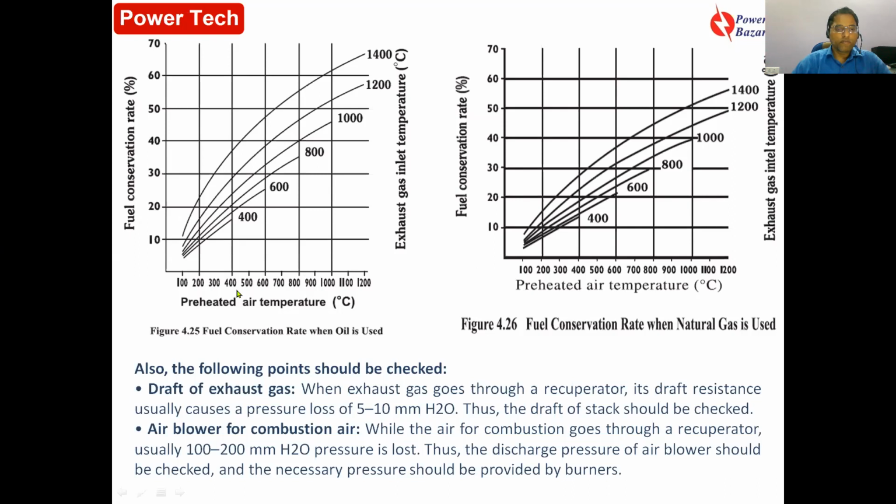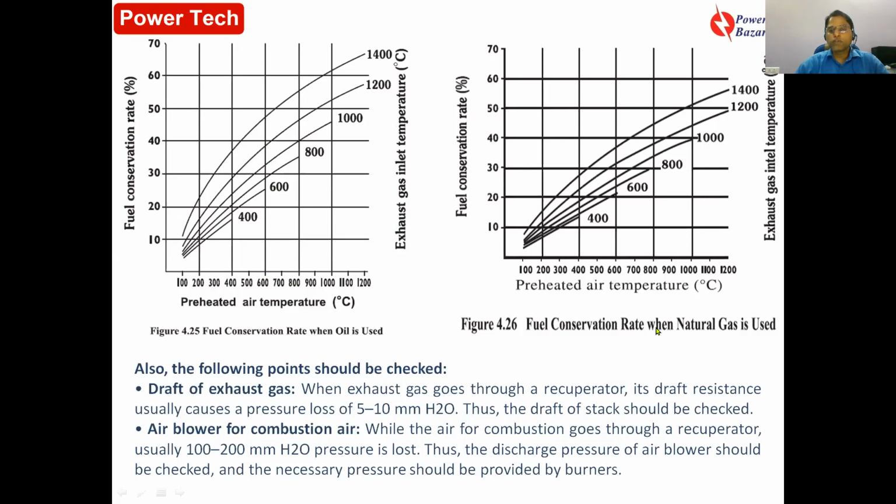Now you see here the preheated air and the fuel conservation rate when oil is used. Let us say these curves are for different temperatures, that is, the exhaust gas inlet temperature of 1200 or 1000 degrees centigrade. For different exhaust flue gas temperatures, the fuel conservation rate will be different. For 1000 degrees, if your preheated air temperature is, let us say, 600 degrees, you can save almost 35% of the fuel, which is a good saving.